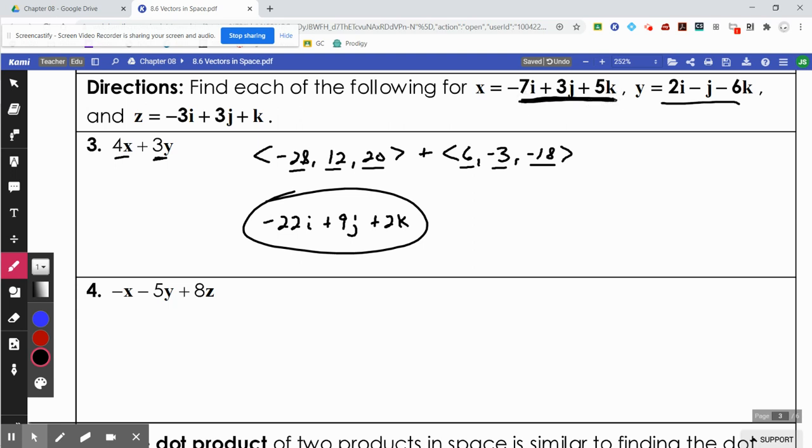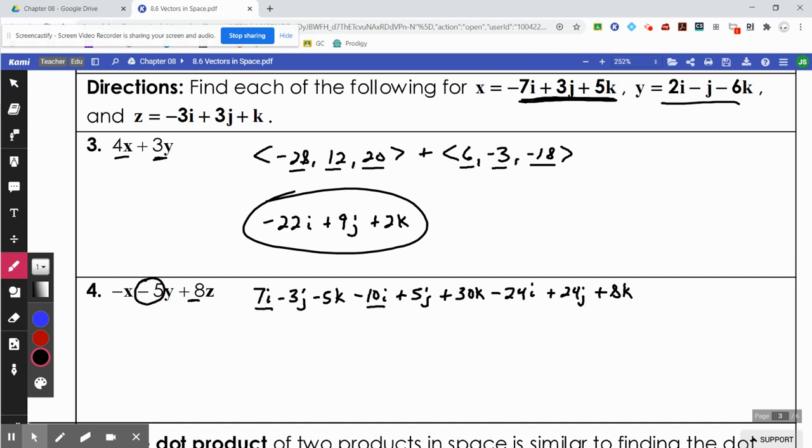So negative x would be a positive 7i, a negative 3j, and a negative 5k. And then negative 5 times y would be a negative 10i, a positive 5j, and a positive 30k. And then 8 times z would be a negative 24i, and a positive 24j and a positive 8k. And then you're simply combining like terms.